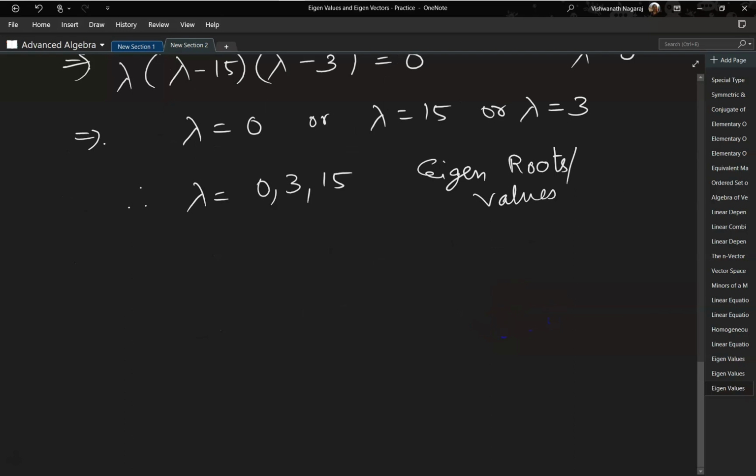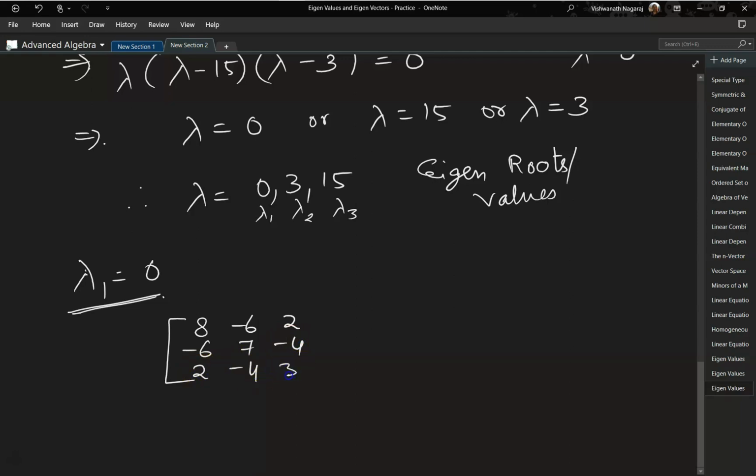Now corresponding to these we have to figure out the eigenvectors. Let's say this is λ1, λ2, λ3. So λ1 equal to 0. In that case, our matrix doesn't really change, right? So this becomes [8, -6, 2; -6, 7, -4; 2, -4, 3].